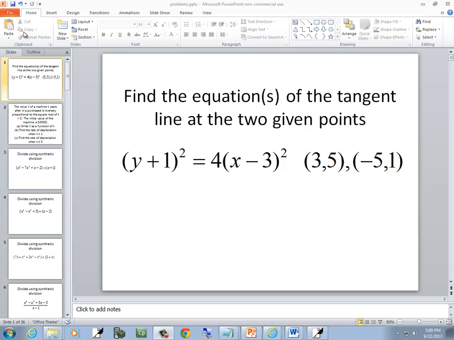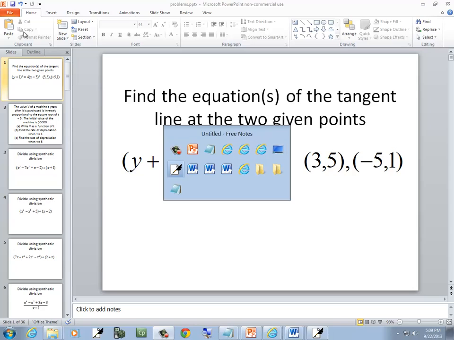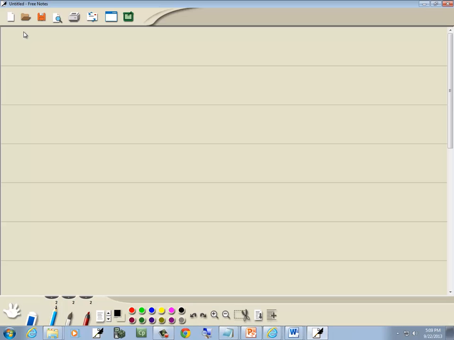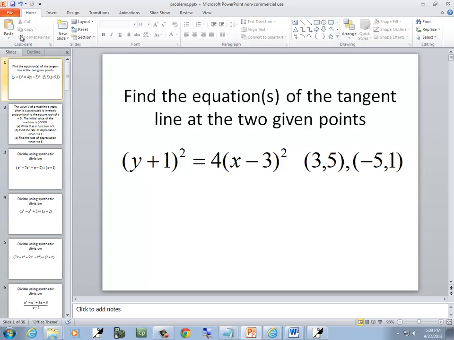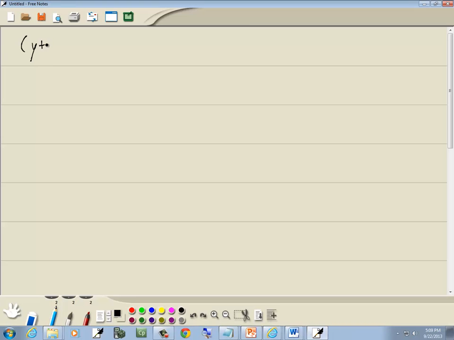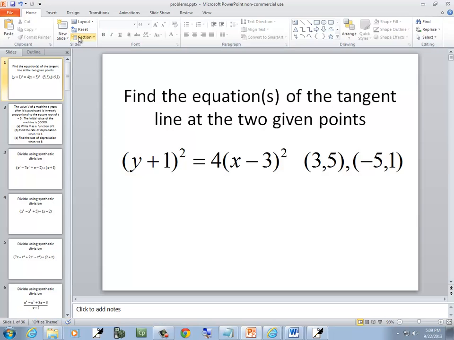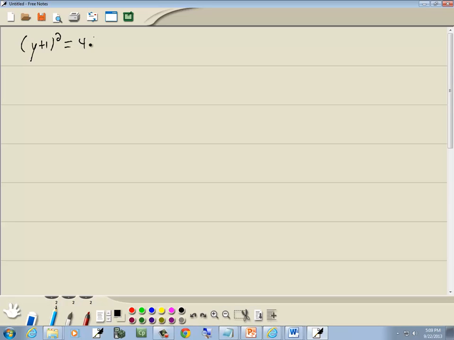In this problem, we want to find equations of the tangent line at the two given points. So we've got (y + 1)^2 = 4(x - 3)^2 at the points (3, 5) and (-5, 1).